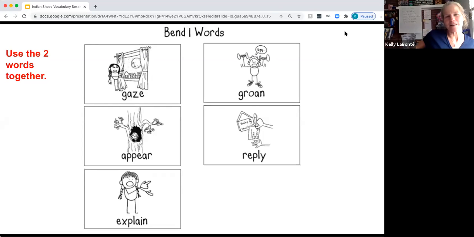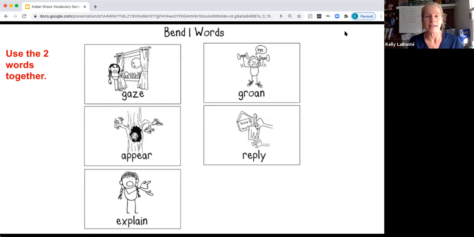So today we're going to play a little game called Mashup Remix. And all I'm going to do is give you two of our vocabulary words. And you're going to use those two words to come up with a situation. Let me give you an example.